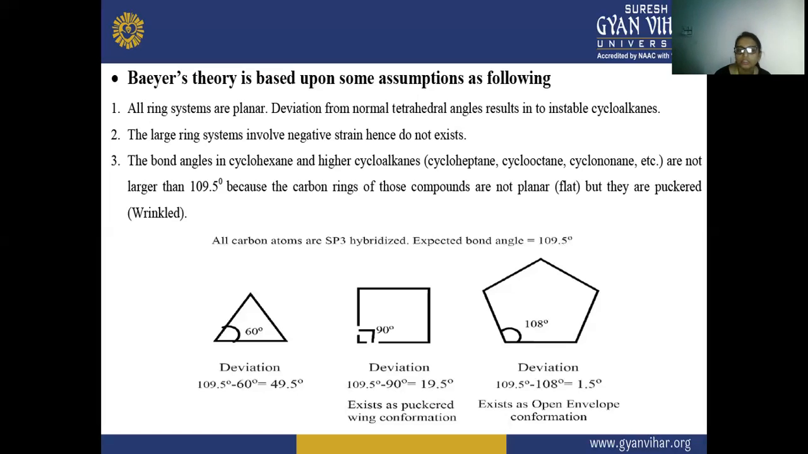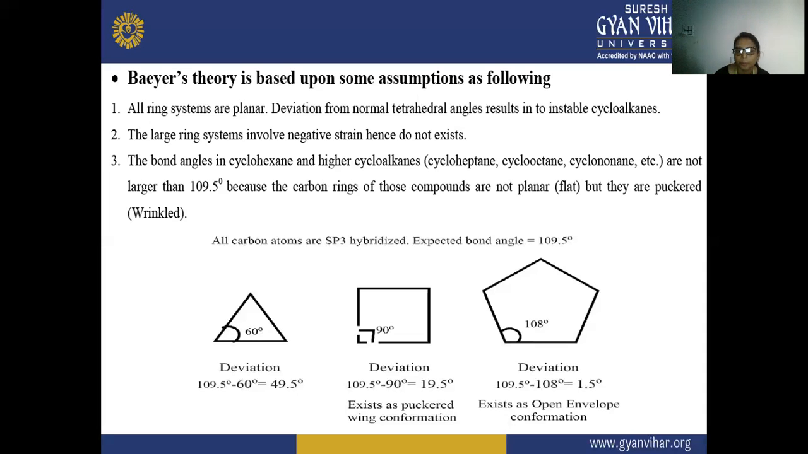The carbon rings of those compounds are not planar, meaning not flat, but puckered or wrinkled. The carbons present in this ring, in these cycloalkanes, are all sp3 hybridized. So the expected bond angle is 109.5 degrees, the ideal bond angle, and the deviation in cyclopropane is 109.5 degrees minus 60 degrees, equal to 49.5 degrees.